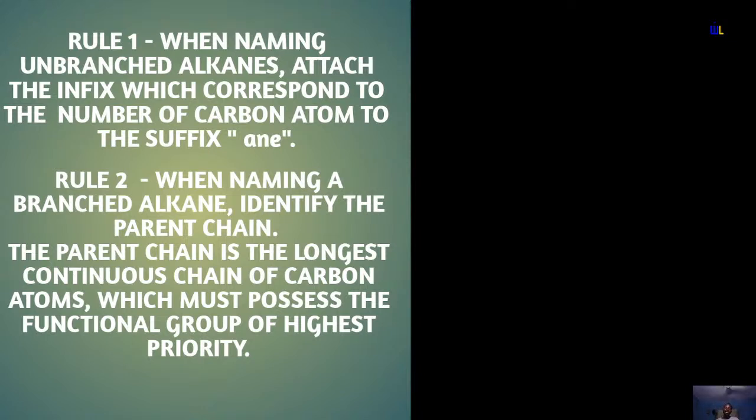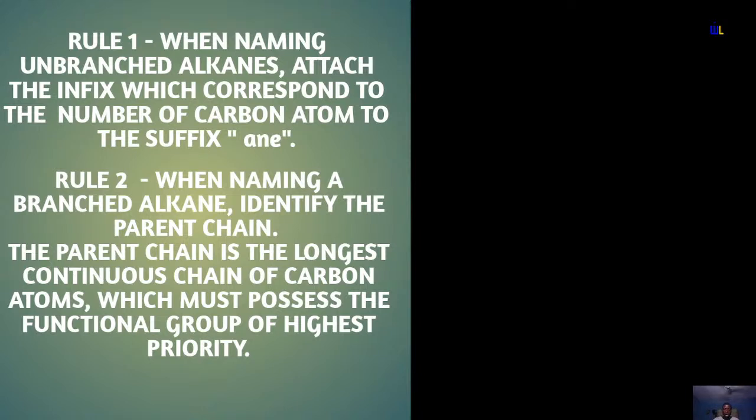In naming, the very first thing that you need to understand how to name is an alkane. Once you're able to understand the naming principles behind an alkane, it is easier to navigate through naming other organic compounds. That's why in the rules I'm going to be emphasizing alkanes. However, I will also show how the understanding of the principles behind naming alkanes can be applied to other homologous series. Now, when naming unbranched alkanes, attach the infix which corresponds to the number of carbon atoms to the suffix ane. What does that simply mean?